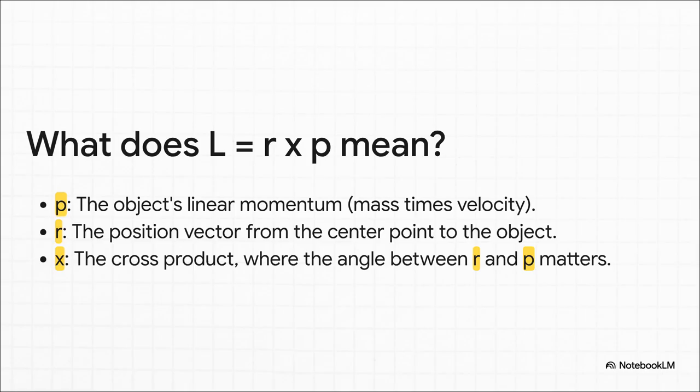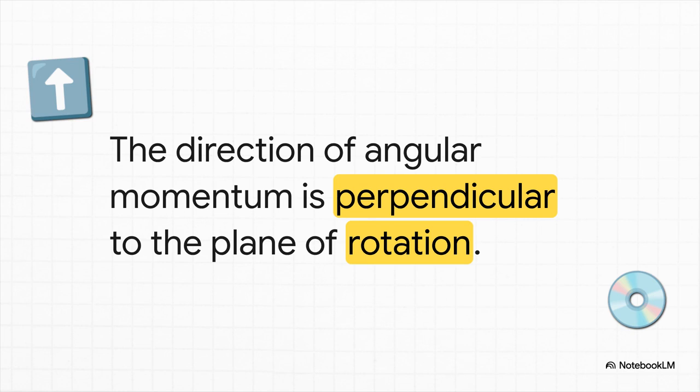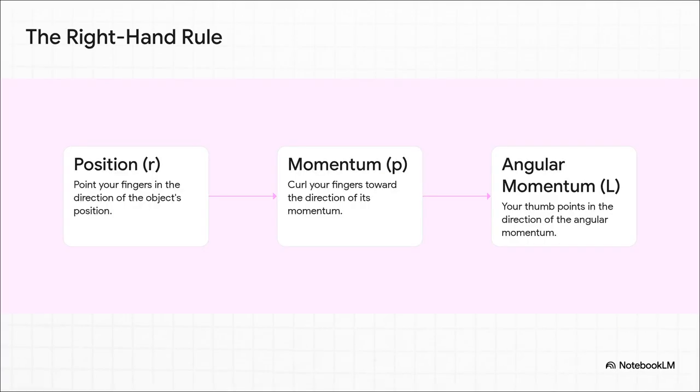That's all this is. Now, here's a kind of weird part. Angular momentum is a vector, which means it has a direction, but it's probably not the direction you're thinking of. If you have a wheel spinning flat like a record on a turntable, its angular momentum isn't pointing around in a circle, it's actually pointing straight up or straight down, right through the center. And believe it or not, there's a super simple trick to figure this out. It's called the right-hand rule.